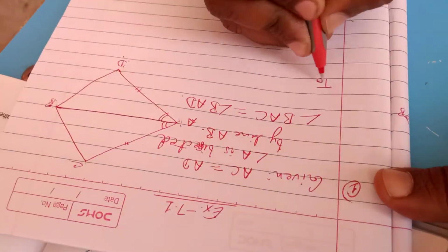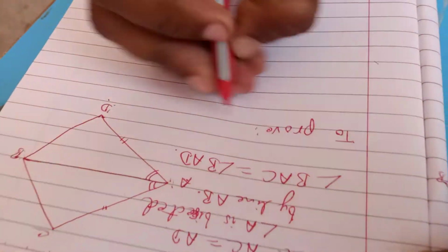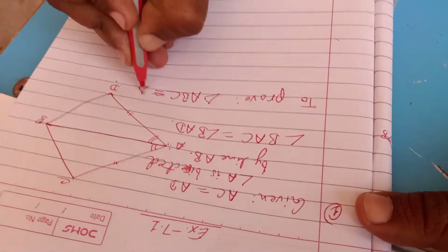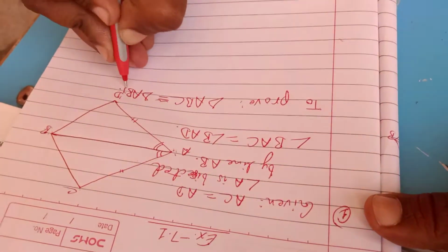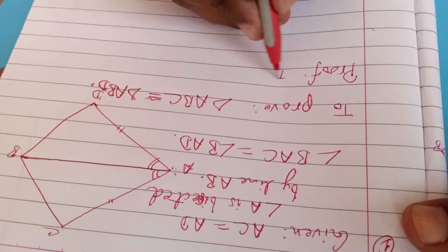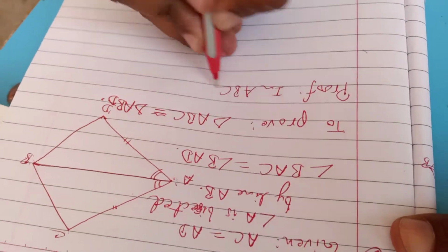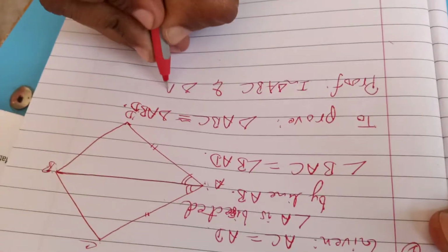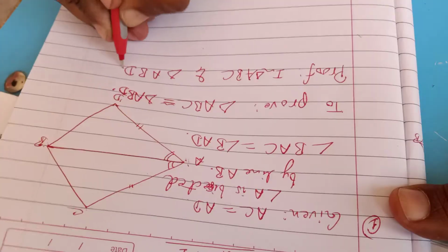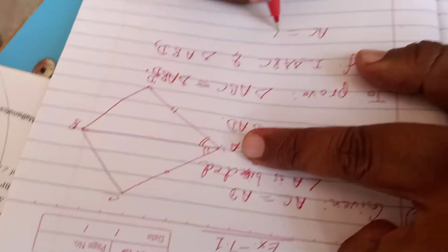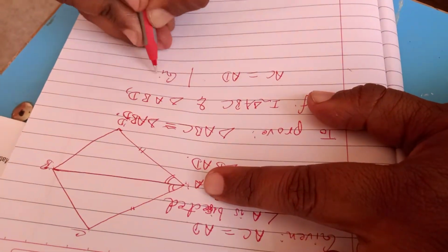Now what we have to prove? We have to prove triangle ABC is congruent to triangle ABD. Now proof. प्रूफ में हमें क्या करना है? वी हैव टू टेक दिस टू ट्रायंगल्स. इन ट्रायंगल ABC एंड ट्रायंगल ABD, AC is equal to AD. This AC is equal to AD. It is given. Fine.